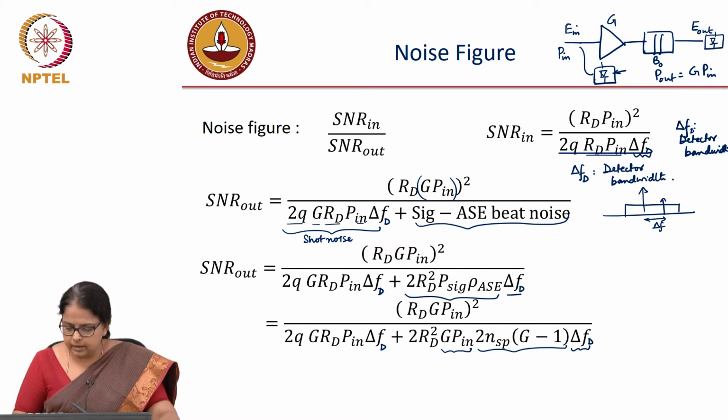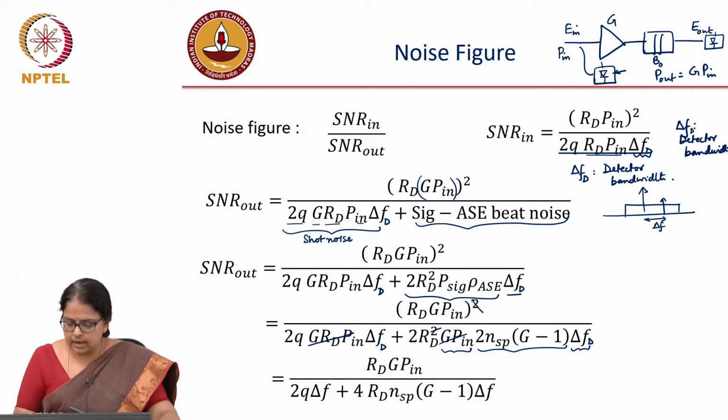Now, there are terms like R_D, G, P_in common in the numerator and denominator. So, I cancel out these terms. G, R_D, P_in goes off in the first term in the denominator, it goes off in the second term in the denominator, it goes off in the numerator. So, what you would get is R_D G P_in divided by what remains in the first term, which is 2q times delta f detector, plus 4 R_D N_SP (G minus 1) delta f of the detector. Okay. So, this is my SNR out.